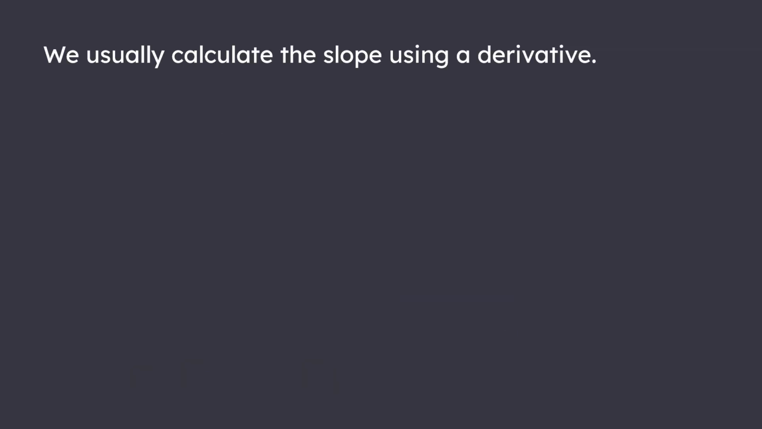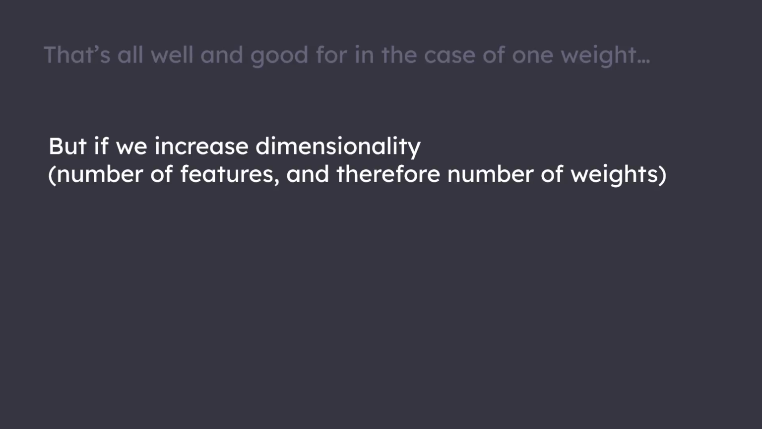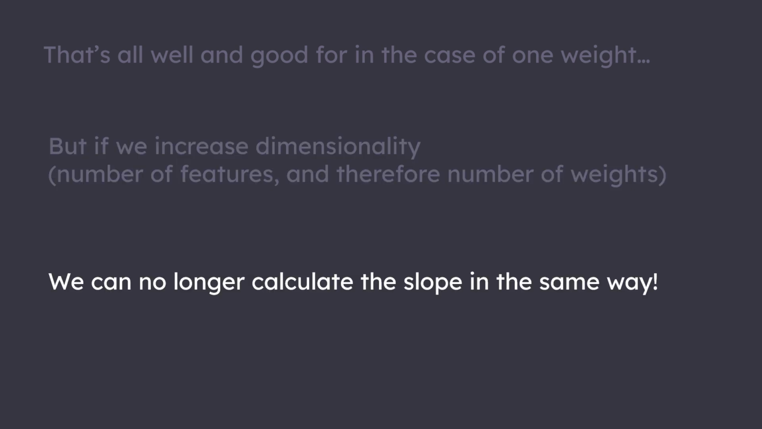We usually calculate the slope using a derivative. You don't need to know how to calculate a derivative, but just know that the slope for cross-entropy loss is y hat minus y times x. That's all well and good for the case of having one weight value. But if we increase the number of features, which we will likely do, we can no longer calculate the slope using just a regular derivative.